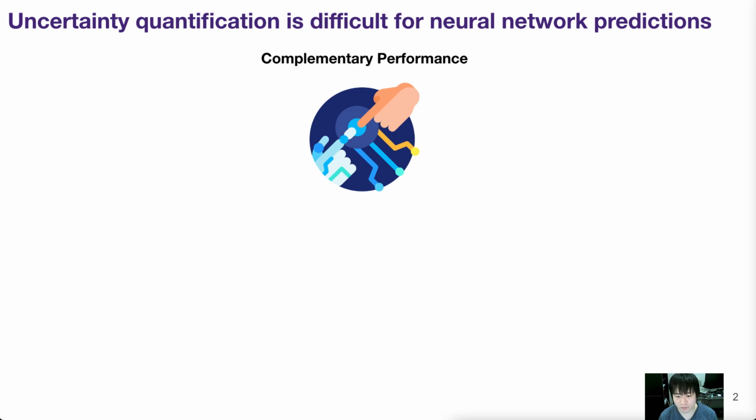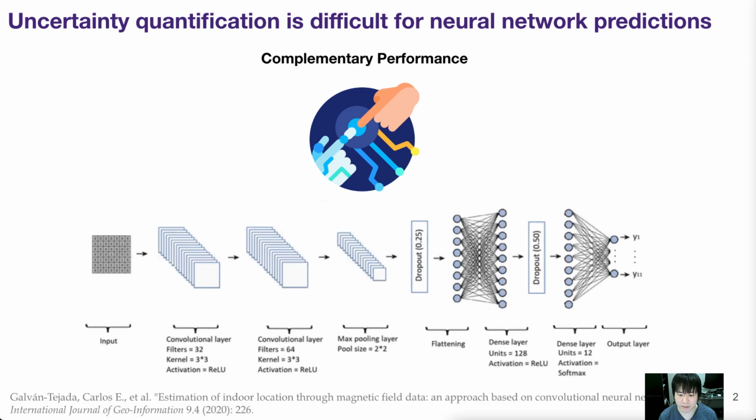But uncertainty quantification is difficult for neural network predictions because of their black box nature. These models typically have complex architectures and involve millions or even billions of parameters, which makes it hard for us to understand the underlying logic behind their predictions. So what are the possible ways to quantify prediction uncertainty for neural networks?